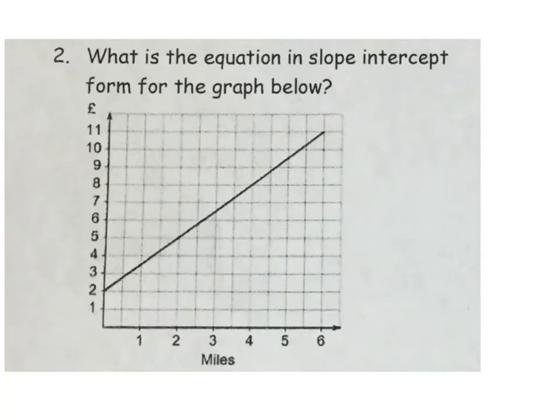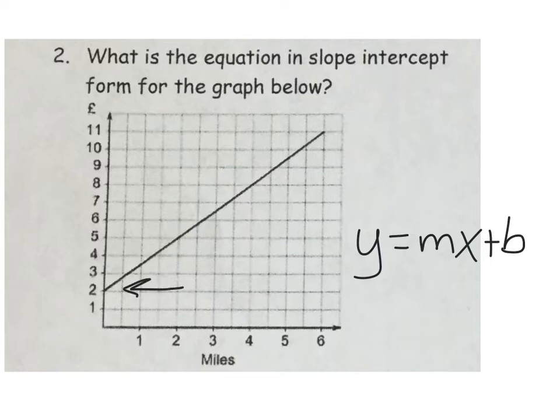Number 2, what is the equation in slope-intercept form for the graph below? Okay, so slope-intercept form, y equals mx plus b. I'm going to go ahead and show you where the y-intercept is. It is right here at 2. So the y-intercept is going to be plus 2. So you just need to find the slope and then fill out the rest of your equation.